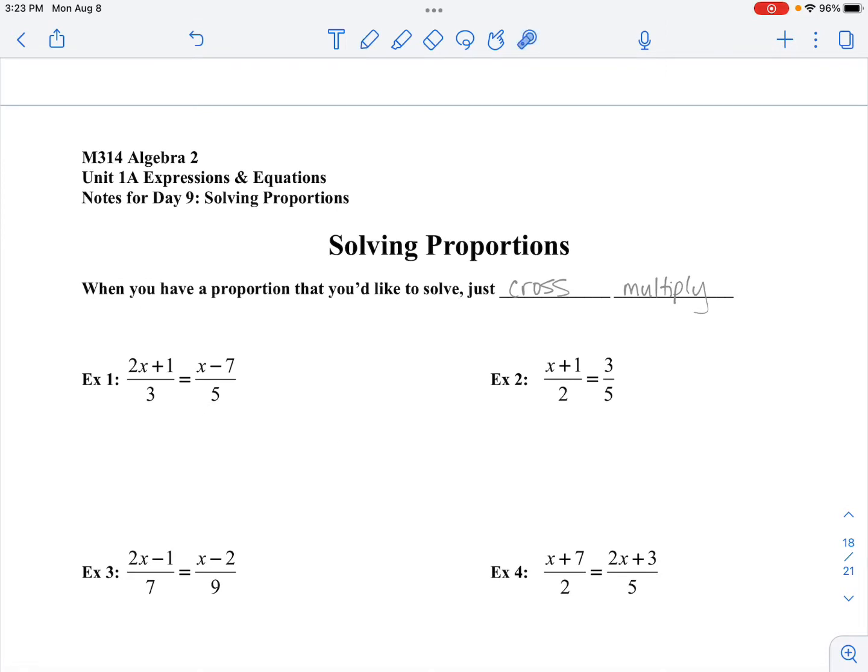What's a proportion? It's when a fraction equals another fraction. That is what a proportion is. And when you see that, you are going to cross multiply. You just have to be careful about distribution when you do that.